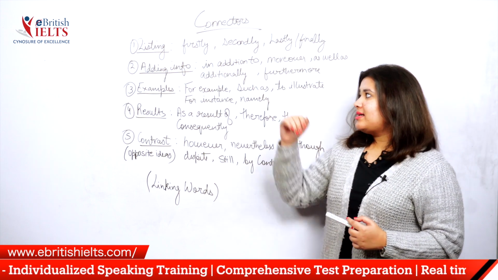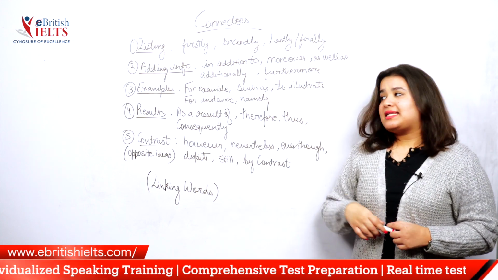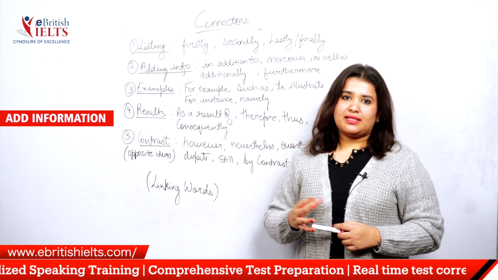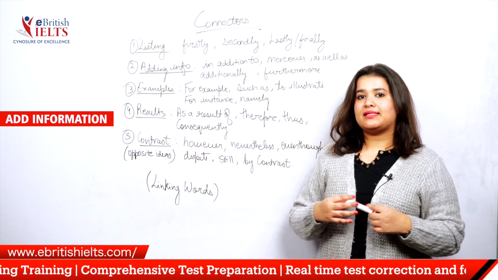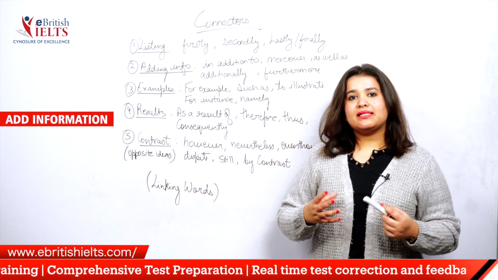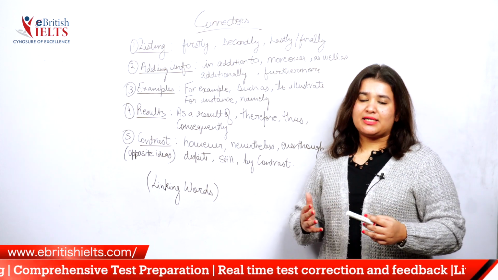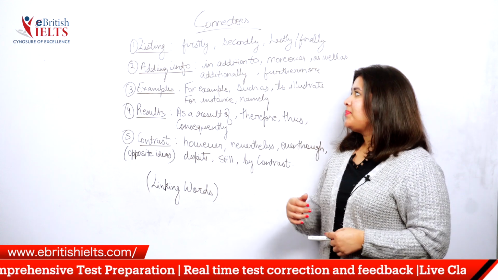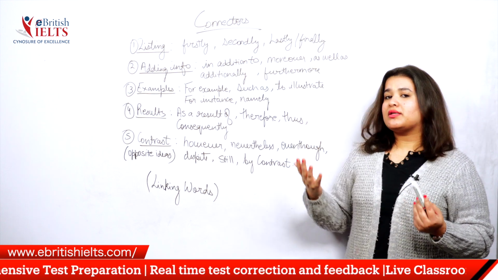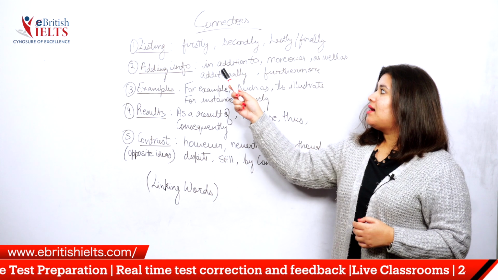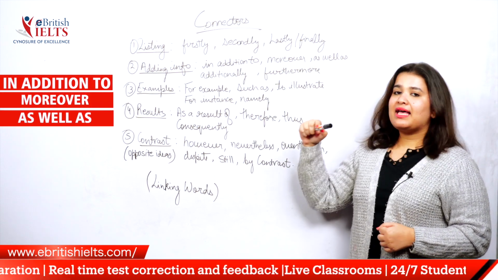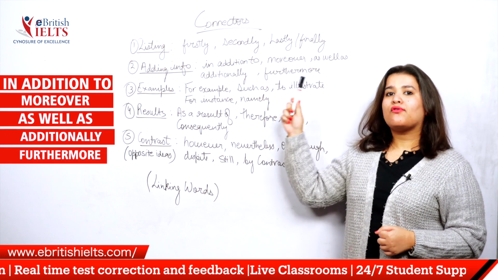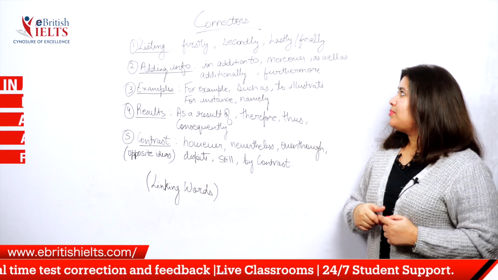Now moving on to the second one, these are connectors that help you add information. They help you add more information to the points that you're making, to the content and ideas that you have, and discuss your viewpoint in a much better and a more detailed way. The words that you can use here are in addition to, moreover, as well as, additionally, furthermore. So let's take an example here.